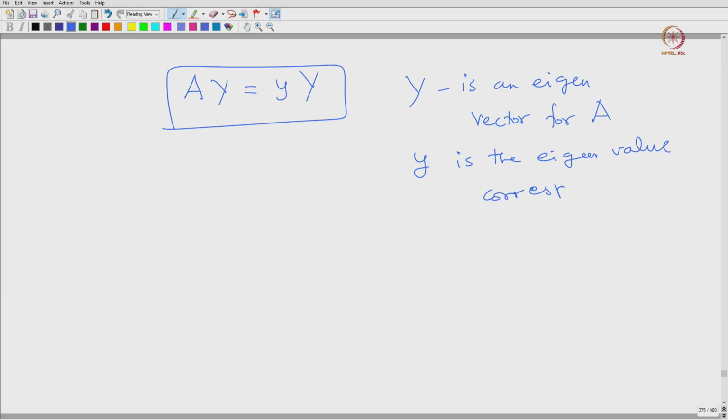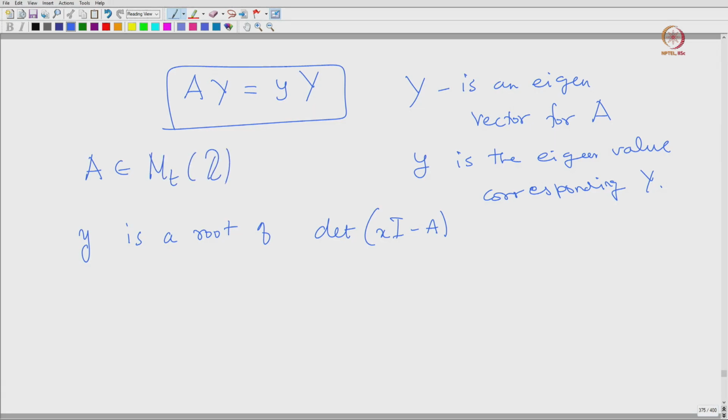Corresponding to capital Y, this small y is nothing but an eigenvalue of this capital A. So, it is a root of this determinant of xI minus A. But we have already seen that the determinant of xI minus A is a monic integral polynomial, because A comes from M_t of G, so all the entries of A are integers. In particular, this y is a root of a monic polynomial with integer entries. So, that would imply that y is indeed an element of A.